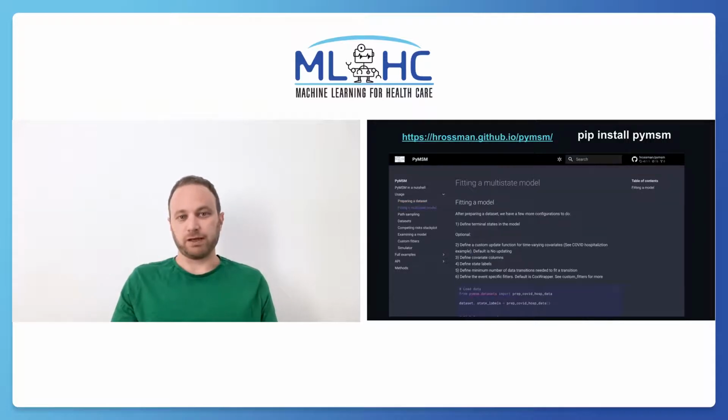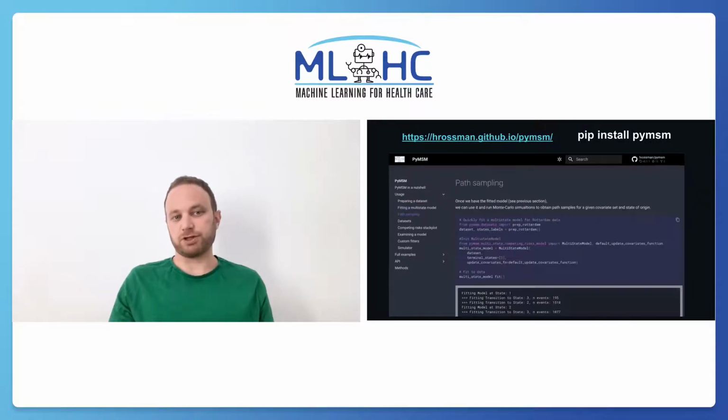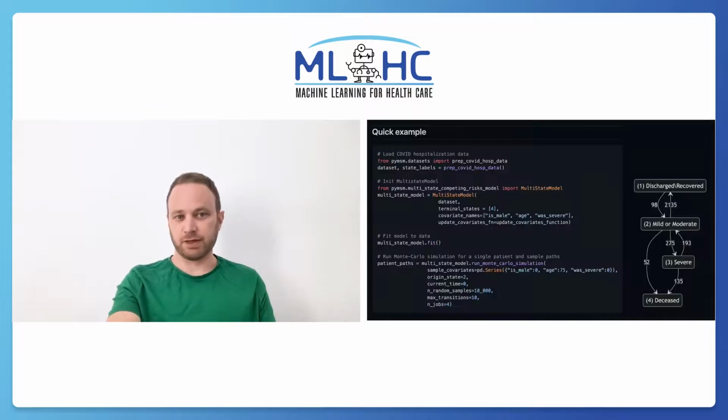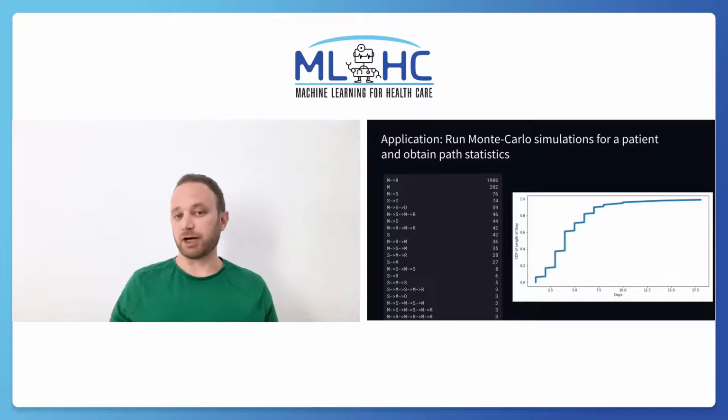We made an effort to make some nice docs, which show all the capabilities and many full examples. The code is very simple. This is a few lines of code where you can load the data, instantiate a multi-state model, fit the model, and then run Monte Carlo simulations for one patient. Once you run those simulations, you get counts of different trajectories, as you can see in the slide here.